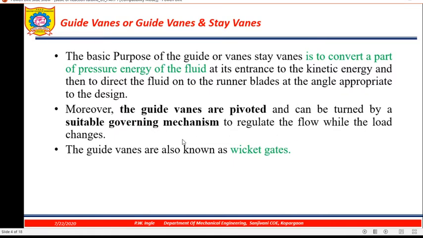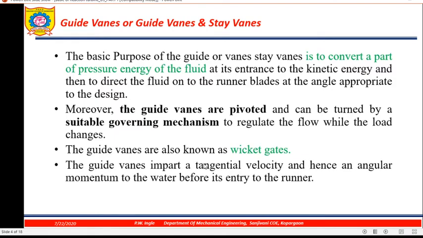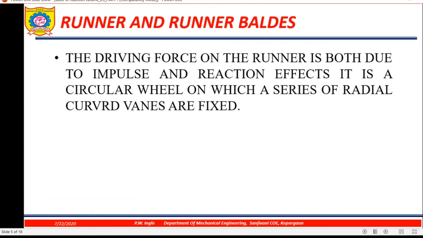If load increases, speed decreases, and you have to maintain the speed constant, that is known as synchronous speed, because we want to maintain the frequency constant. So this governing mechanism will open the guide vanes. That's why it is used to regulate the flow while load changes. Guide vanes are also known as wicket gates. The guide vanes impart a tangential velocity and hence an angular momentum to water before its entry to the runner.